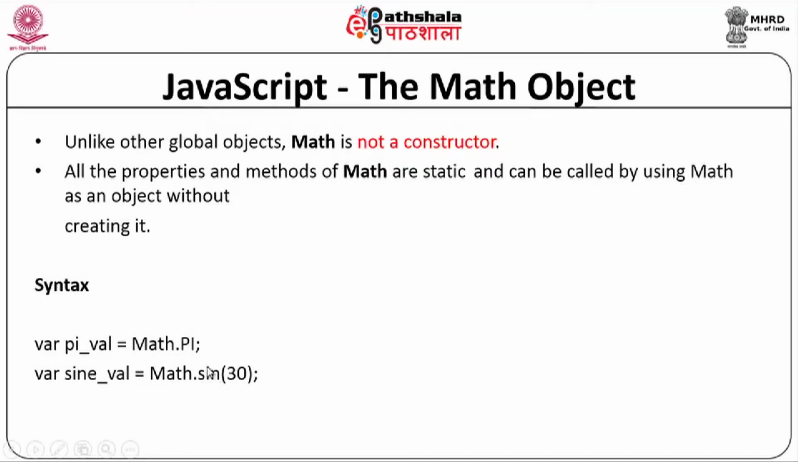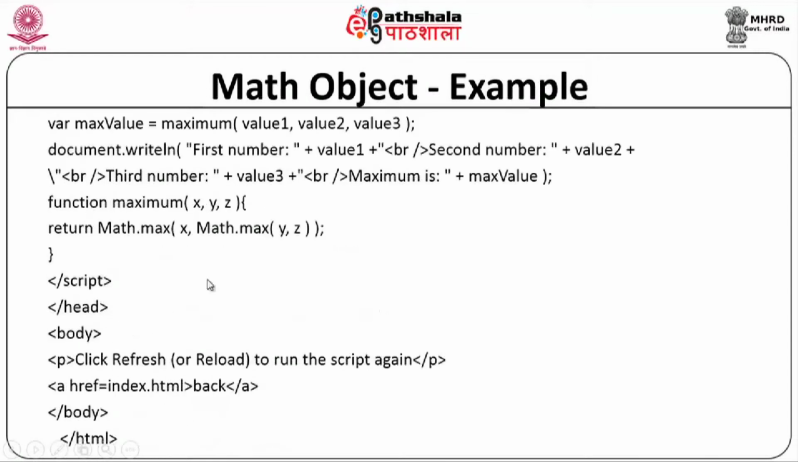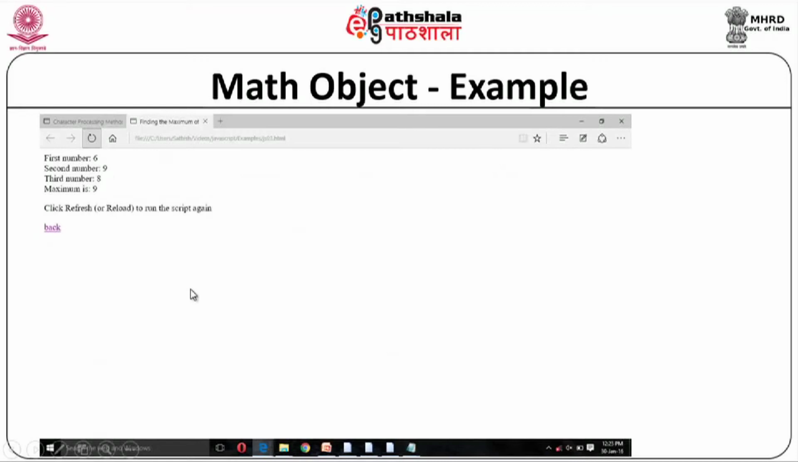So, you call the properties without creating an object of Math, and this is an example code where you have used a method called max, the maximum of two values. So, without an object, you directly use the object name Math dot any of the methods or properties defined for the Math object, and this is the result of it.